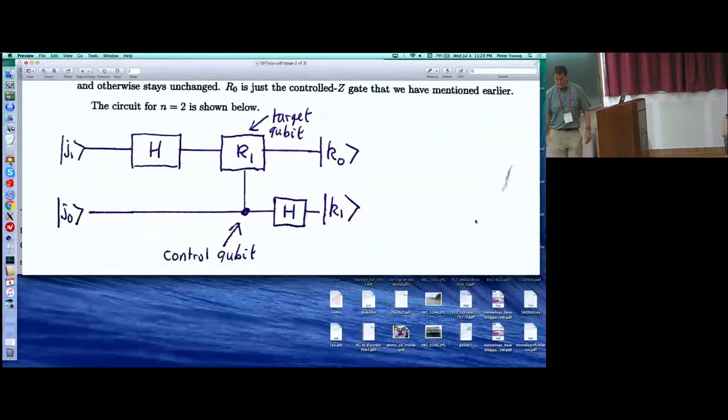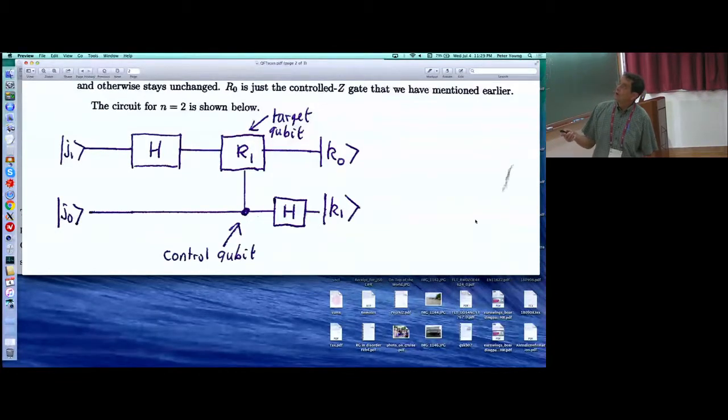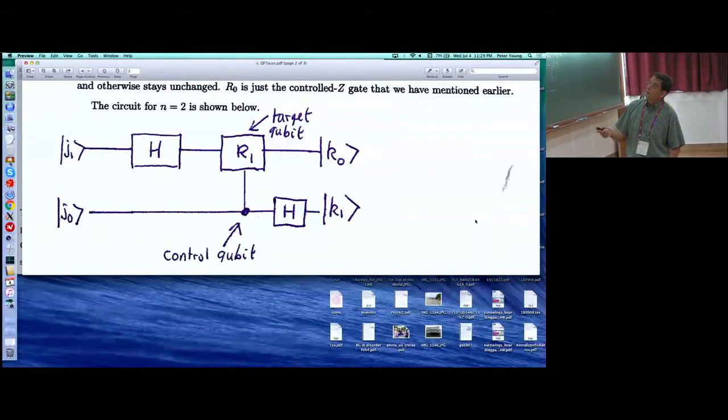So a schematic diagram of how this quantum Fourier transform works for the simple case of 2 qubits. So J1, that's the more significant qubit. Well, let's do J0, the less significant qubit. That goes through a Hadamard, which means that if J0 is 0, K1 is a linear superposition of 0 and 1, and if J0 is equal to 1, K1 is a linear superposition of 0 minus 1.